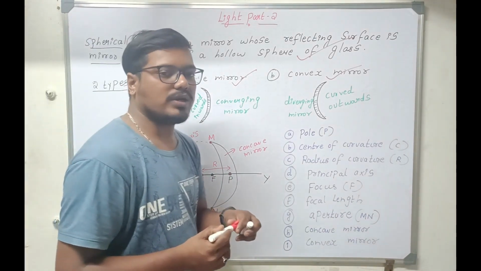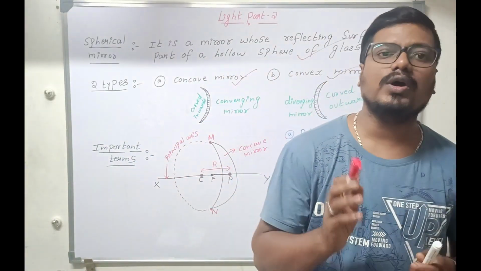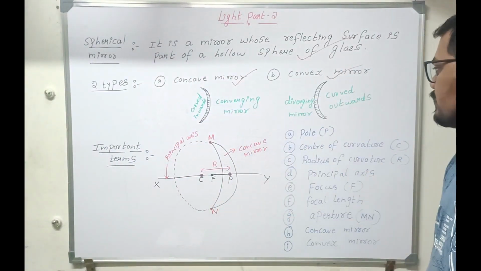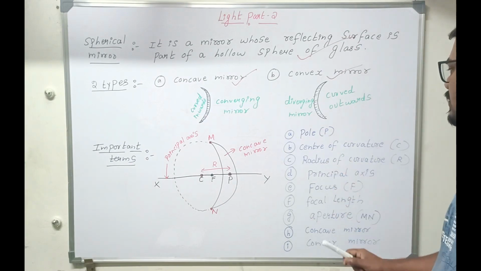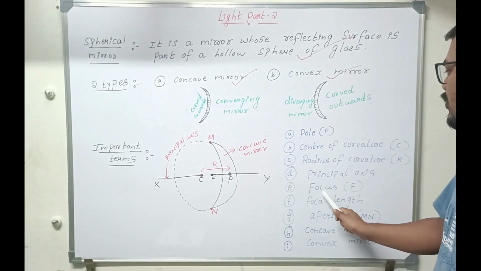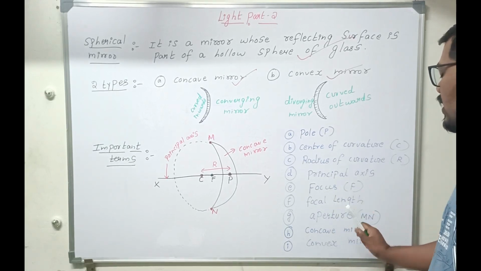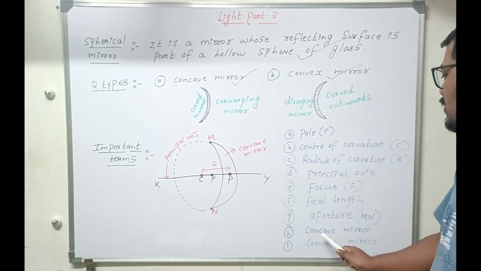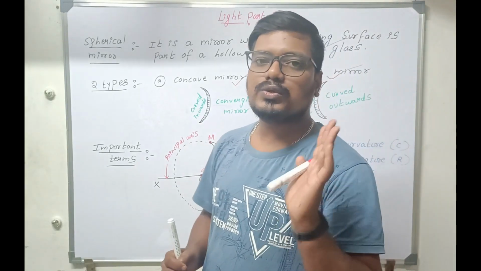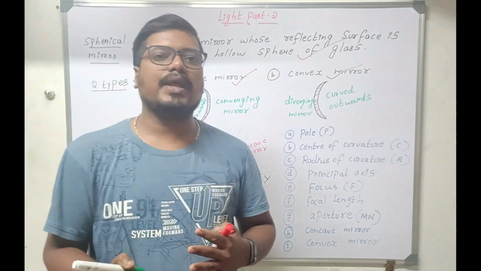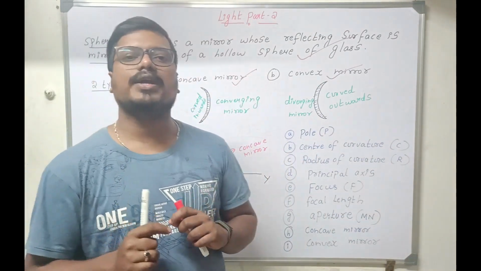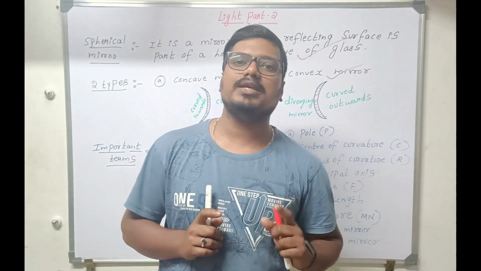Now all these terminologies are very important from your exam point of view. So you can see the terminology: pole, center of curvature, radius of curvature, principal axis, focus, focal length, aperture, concave mirror, convex mirror. These are all terminologies you should know, and whenever I am explaining, if you have a notebook or whatever in front of you, you can start writing the terminologies. It will be in an easier form.